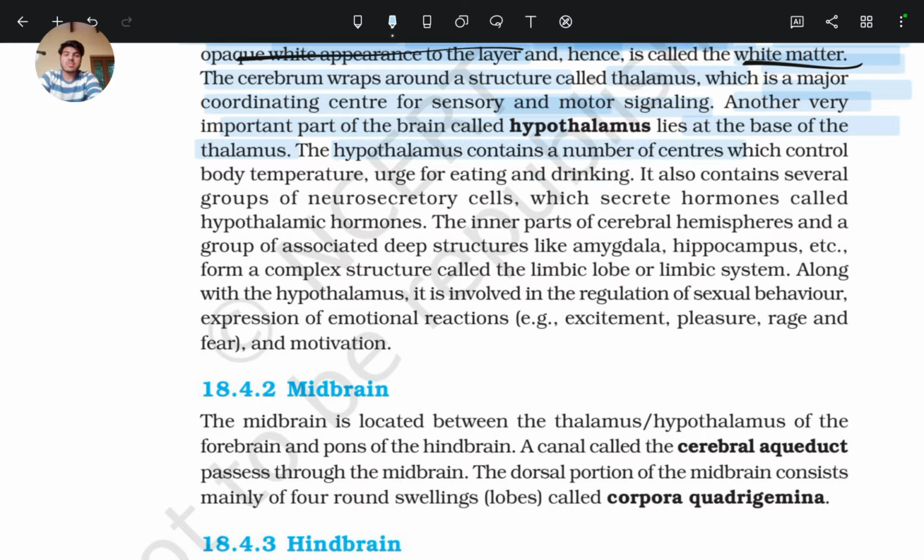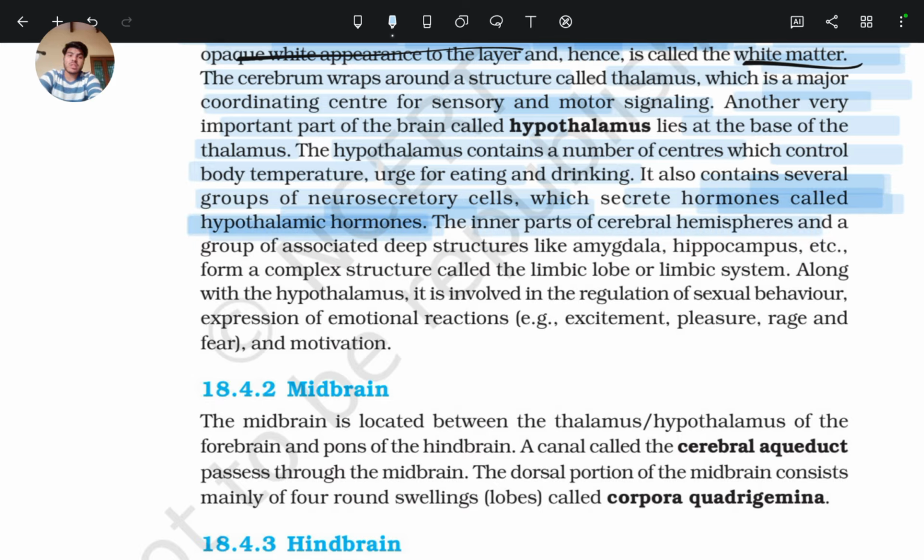The hypothalamus contains a number of centers which control body temperature, urge for eating, and drinking. It also contains several groups of neurosecretory cells which secrete hormones called hypothalamic hormones.